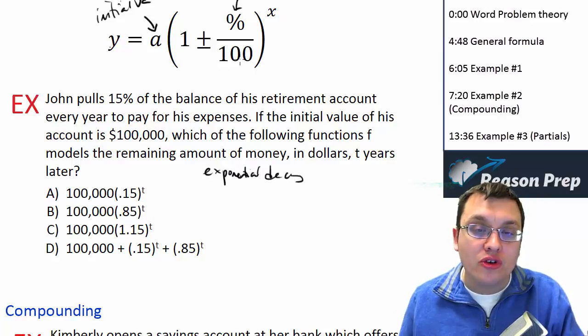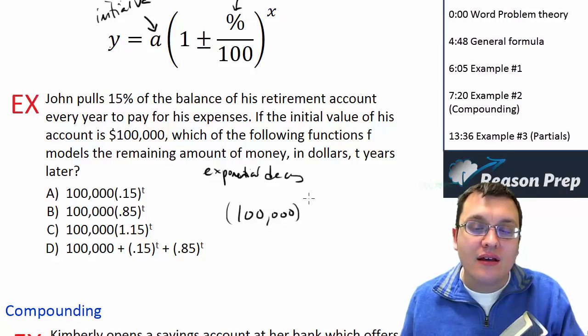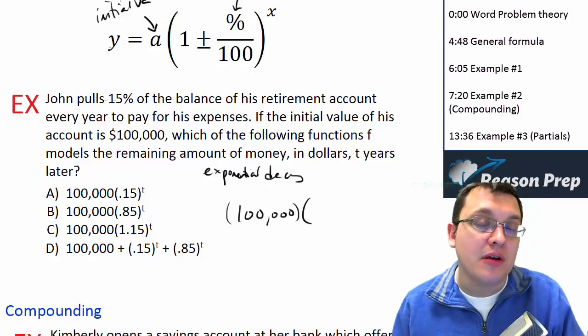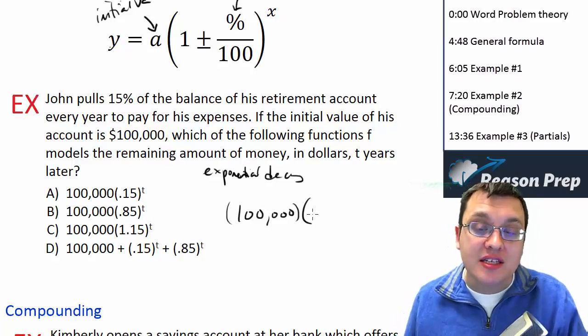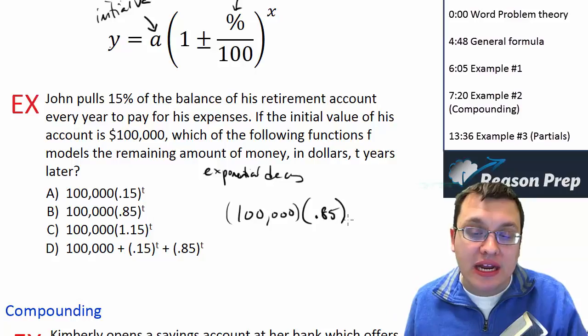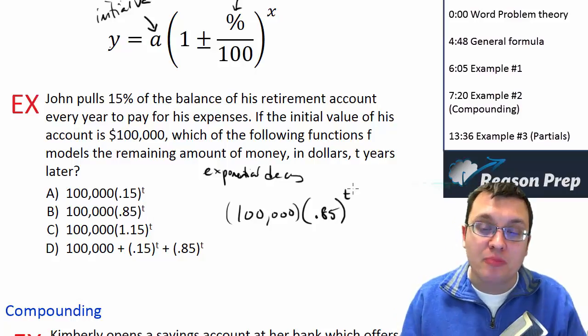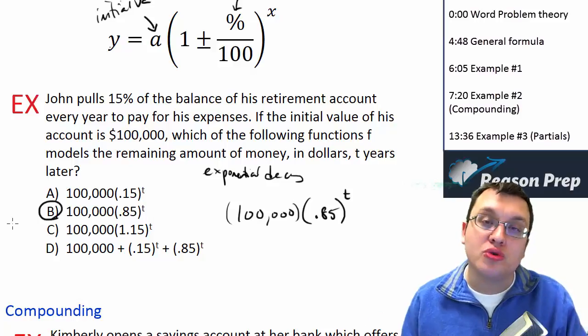So remember, using our formula, it's going to be 100,000 times 1 minus the percent as a decimal. So 15% becomes 0.15. 1 minus 0.15 is 0.85. And then it's going to be to the t, however many years pass. And that corresponds to choice B.